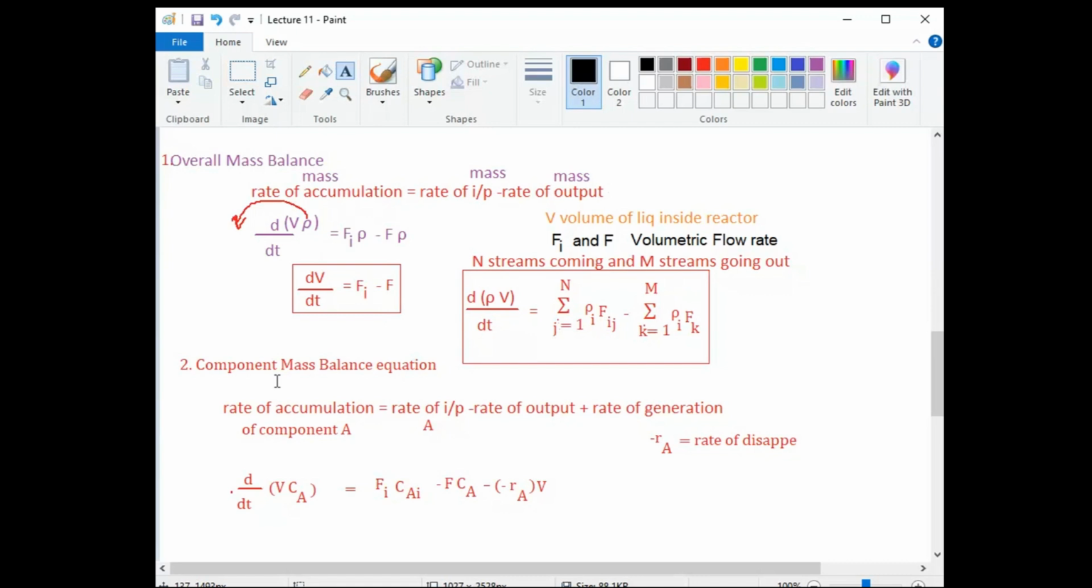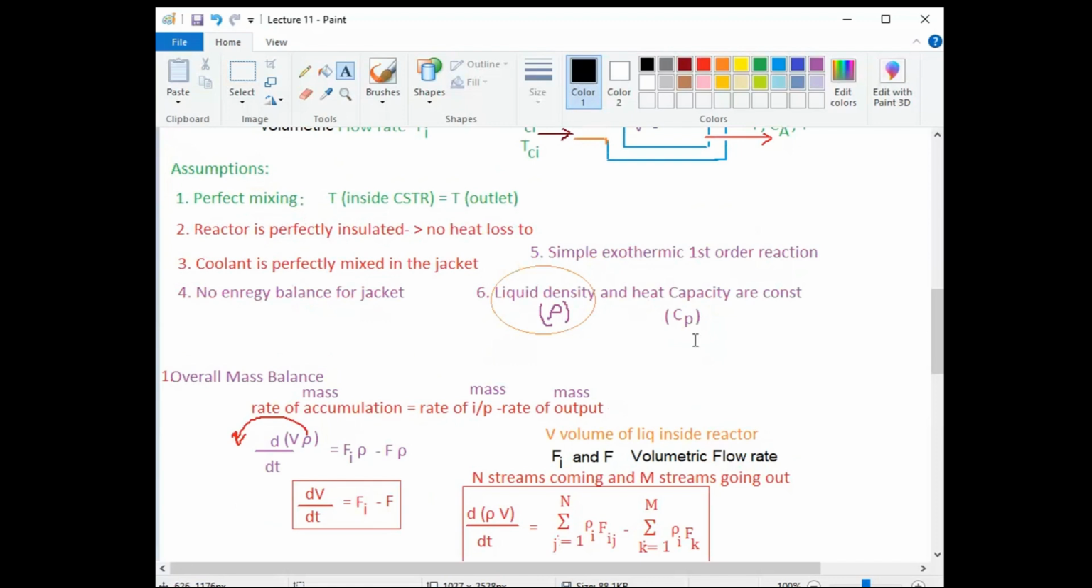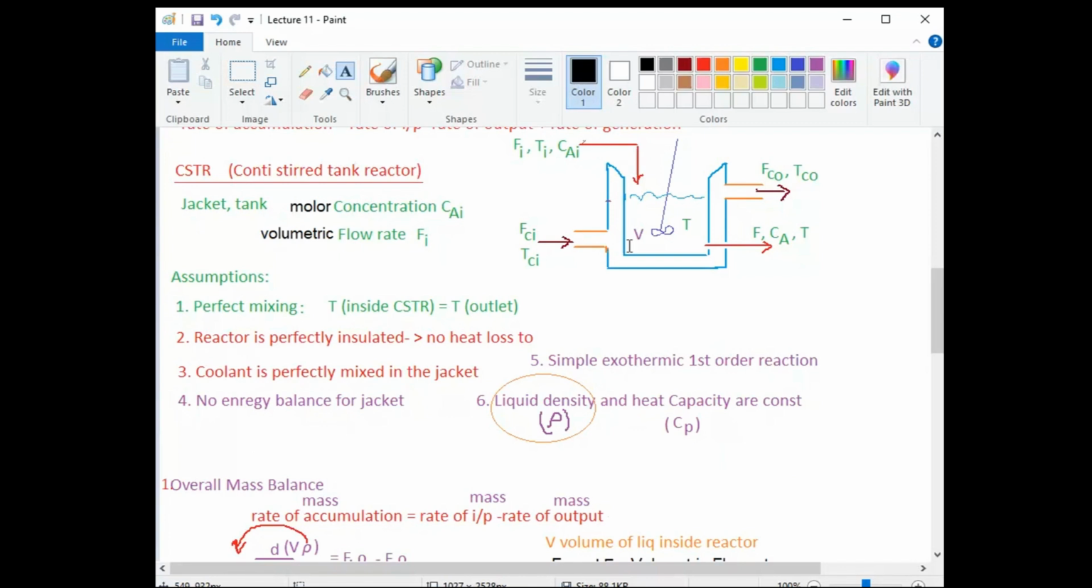Then the second equation of this CSTR modeling is the component mass balance equation. Because this was an exothermic reaction, exothermic reactions are those which release heat, and endothermic reactions absorb heat, right? So exothermic, because the heat is released from this, that is why we are using coolant.